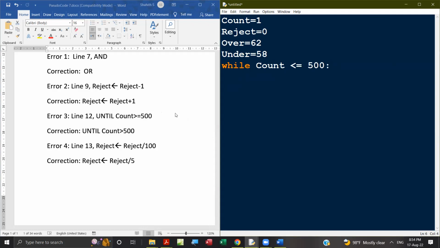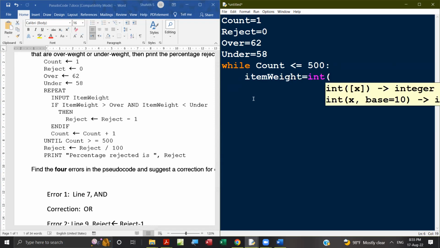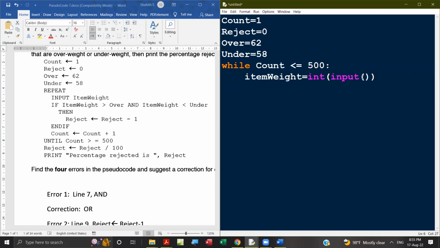Then you need to input weight. Item weight equal to int of input. Item weight is equal to int of input. So we can write the item weight.